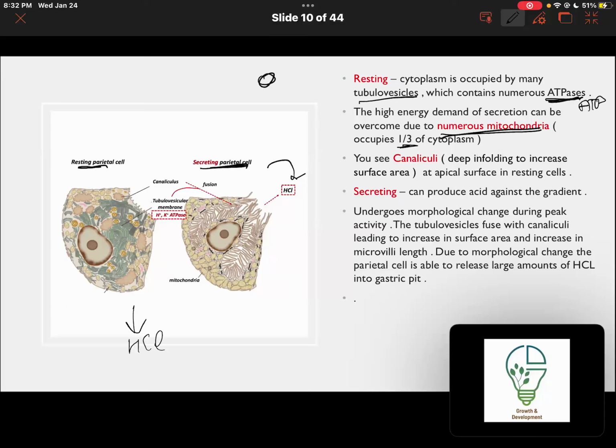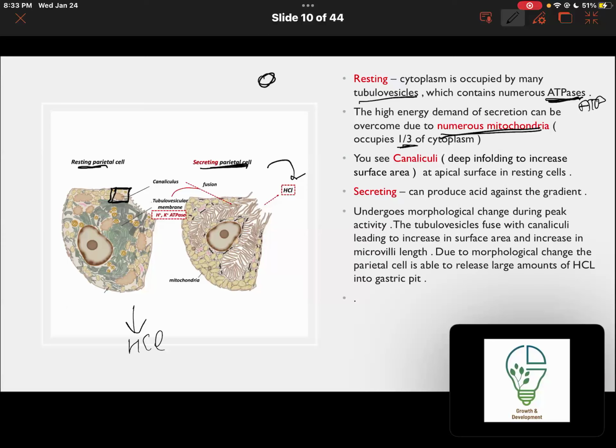We also see canaliculi, which are these things right here. I'm going to draw around them so you can focus on them. Those are canaliculi, and canaliculi are deep enfoldings which increase the surface area of a cell, and they're usually present at the apical surface. So they increase surface area. That's what they do, and you'll see why this is essential in a bit.